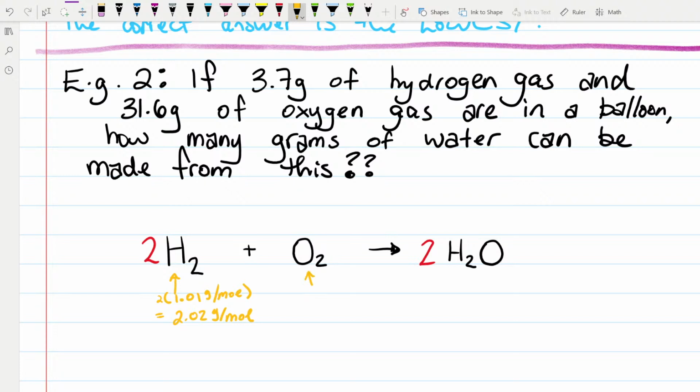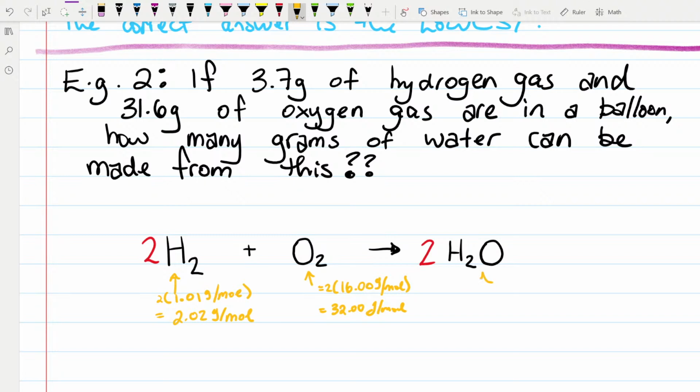What about oxygen gas? Take a minute and do that. Well, oxygen is just 2 oxygen atoms, each of which weighs 16.00 grams per mole. And so you put those together, you get 32.00 grams per mole.